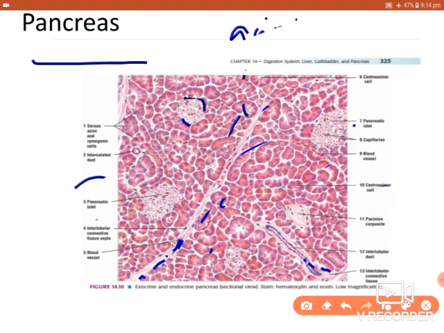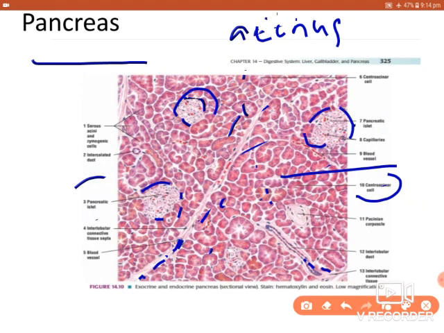Here you can see the exocrine part, which consists of the acinus. In the center of the acinus, you can see the centroacinar cells. That is the beginning of the duct system. Then in some lobules, you can see vascularized pale units. These are called the pancreatic islets.